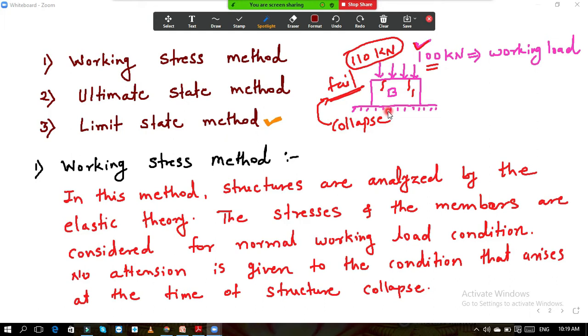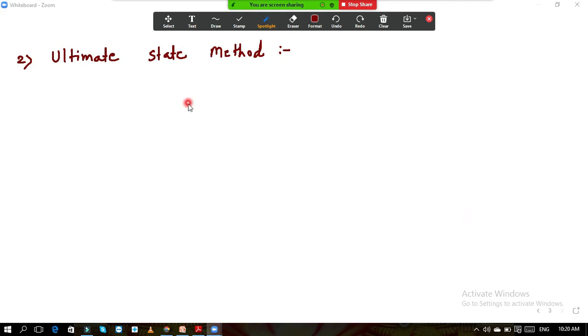Naturally, they have added some factor of safety. So what they have done is, if the load coming on the structure is 100 kilonewton, they design the structure for 150 kilonewton. So even if in the future there is some increase in the load, the structure won't fail. In this way, the ultimate state method overcomes this condition of the working stress method. So earlier, after the working stress method, people used to design structures using this ultimate state method. But there is a drawback in the ultimate state method.